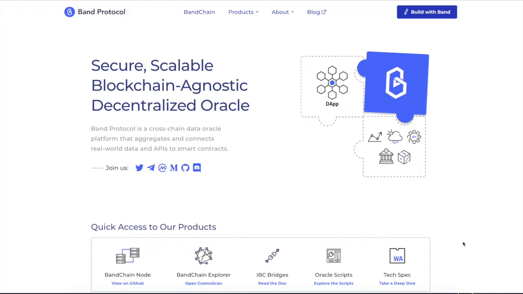Alright guys, so what is BAND? Band Protocol: secure, scalable, blockchain-agnostic, decentralized Oracle. So what is an Oracle? Well, an Oracle is basically a place for either a blockchain or someone to go to for truth. It allows blockchains, or other technologies on the blockchains, to scale, because now they have other options where they can source their information from.